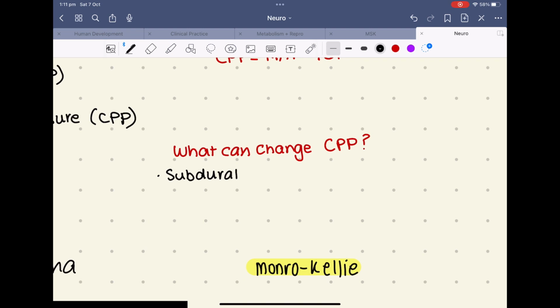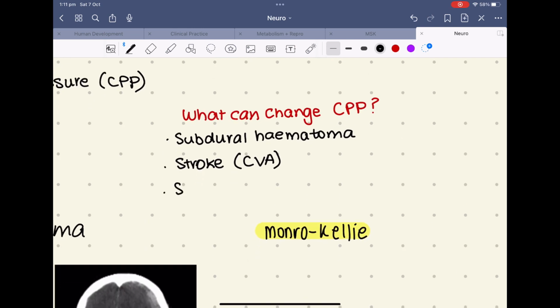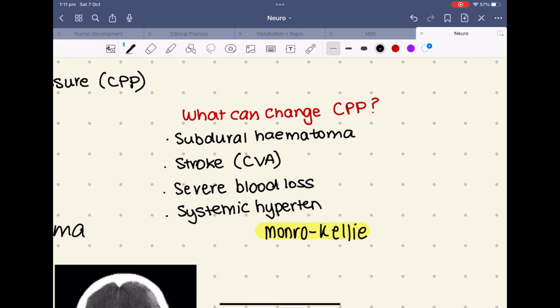So the first thing that can change our cerebral perfusion pressure is what's called a subdural hematoma. So that's like a bruise in the brain, and you've probably heard of this. The second is a stroke, also known as a cerebrovascular accident. Thirdly is severe blood loss, and this doesn't just have to be from a wound to the head. It can be from anywhere in the body because the loss of blood puts us into a state that's known as hypovolemic shock. And the fourth factor that affects intracranial pressure is systemic hypertension. So that means overall high blood pressure.